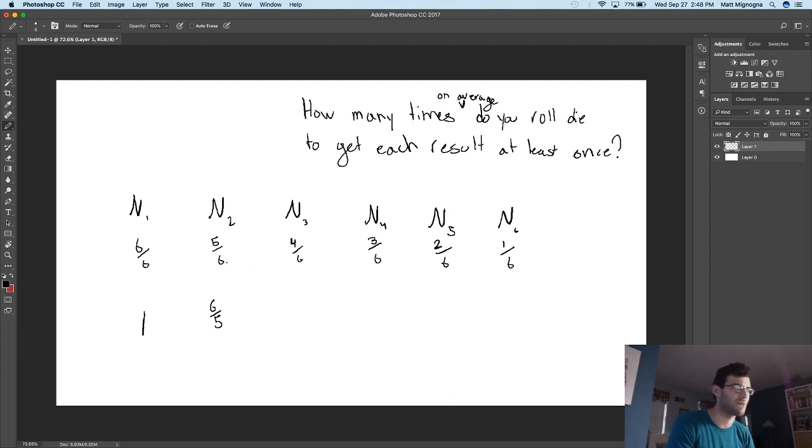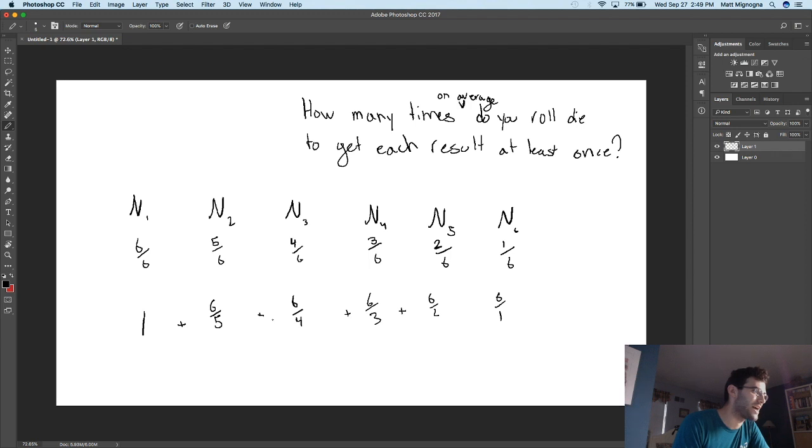This obviously won't happen all the time, and you can't have 6 over 5 rolls because that's not an integer, but in terms of probability theory and expectations, that's when we should expect to get the second number. And then same deal for the rest of these. We can just flip them and say, okay, there's a 4 out of 6 chance we get this next number. That means it would take 6 over 4 expected rolls. This one would take 6 over 3, this one would take 6 over 2, and this one would take 6 over 1.